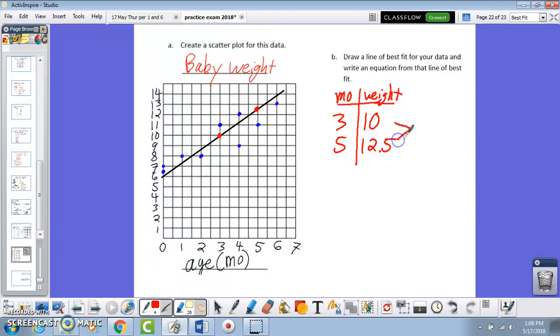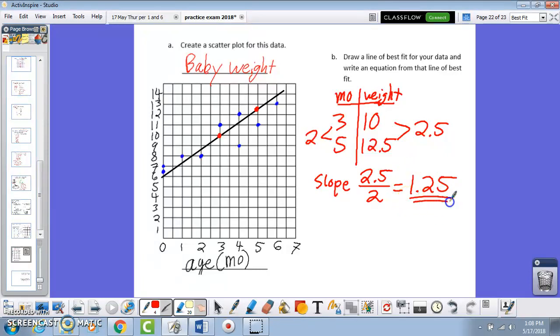I'm going to find this difference. That's an increase of 2.5. And this difference, it's an increase of 2. So my slope is my y difference, 2.5, over 2, which is 1.25. Okay, there's my slope.